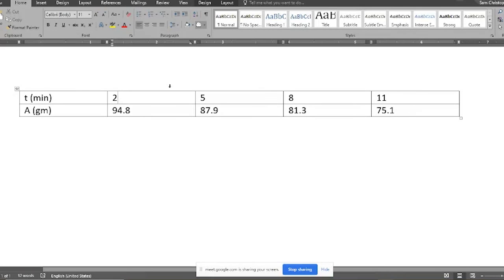This is the concept they are given. Some substance is there, and they are doing some experiment on it. After 2 minutes, 94.8. After 5 minutes, 87.9. After 8 minutes, 81.3. And after 11 minutes, 75.1. Obtain the value of A when t is equal to 9. So t is equal to 9. What's the value of A? This is the question.